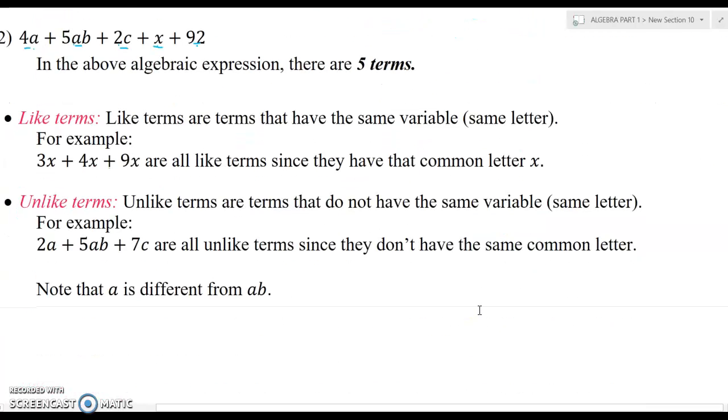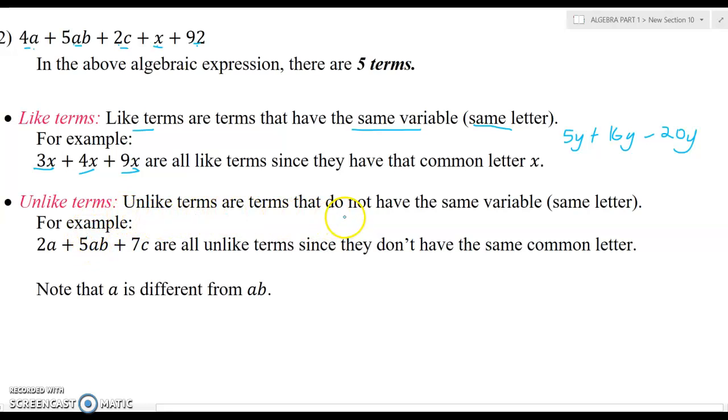Now we're looking at the last piece, like terms and unlike terms. Like terms have the same variable. Same variable meaning they have the same letter. For example, 3x, 4x, 9x. They're all like terms because they have that common letter of x. So if I had 5y plus 16y minus 20y, they're all like terms because there's y attached to it, right?